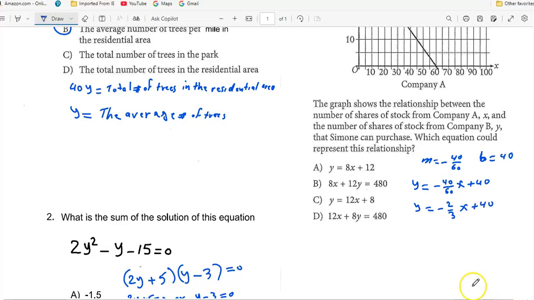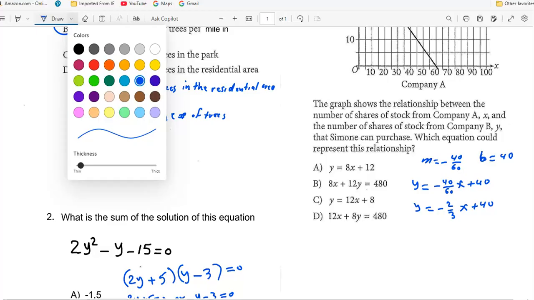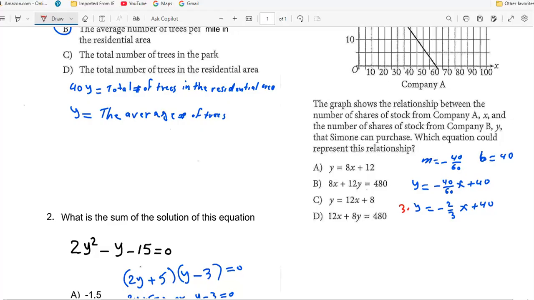Now I see the slope is negative, so it's not the first choice, not A, it's not C. It has to be B or D, and I put it in standard form. I put x and y on one side and the constant on the other side. So let's multiply both sides by 3 because I don't need the fraction. I'm going to multiply here by 3, and multiply that side by 3.